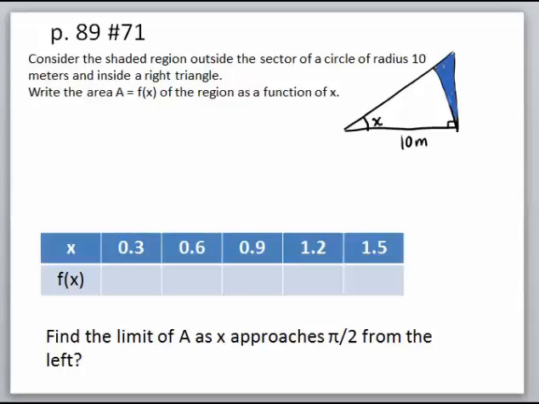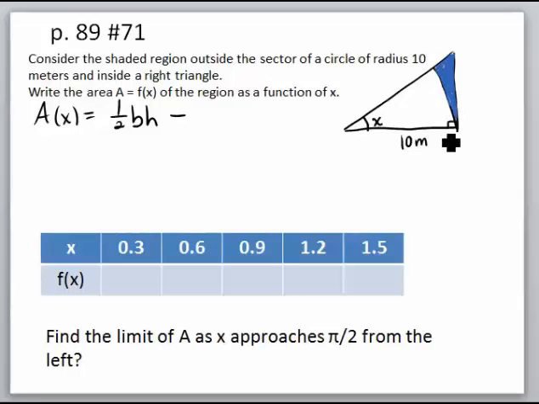This is the last problem that we will be working on together in this section, and it says consider the shaded region outside the sector of a circle. So this is supposed to be looking like a circle here, and then this is the sector area. It says that we have a radius of 10 on our circle, and then the inside is a right triangle. So in order to write this area, we're going to find the area of the whole triangle first, which would be 1/2 base times height. Then we're going to subtract off the area of the sector, which would be this right here.